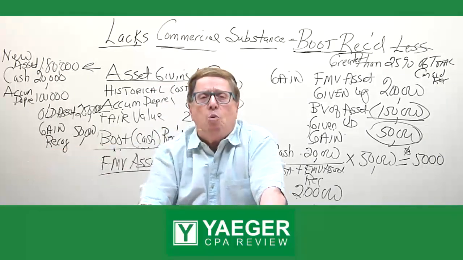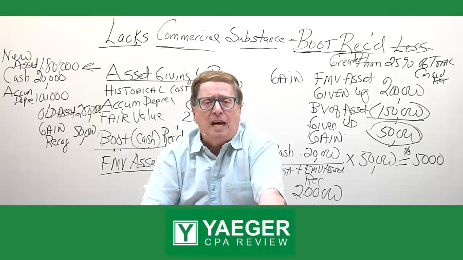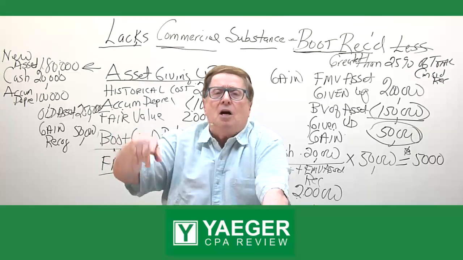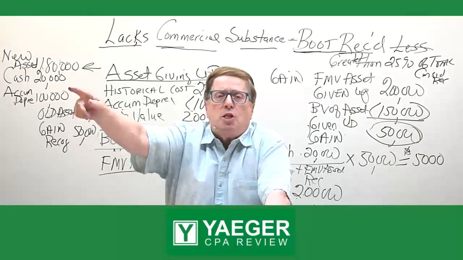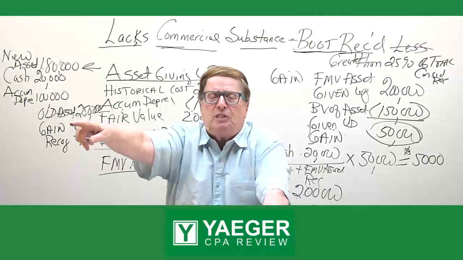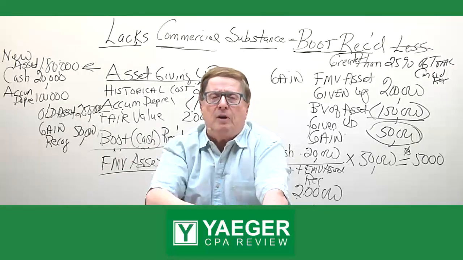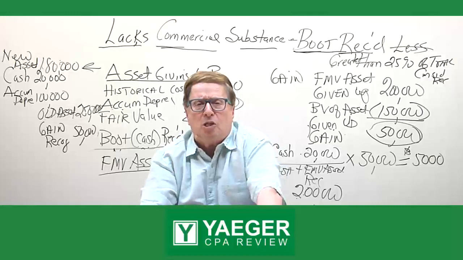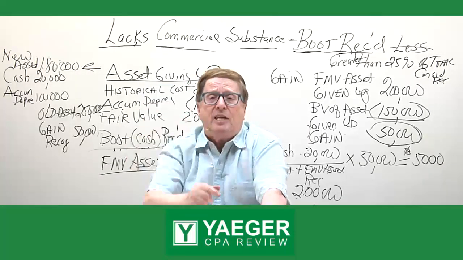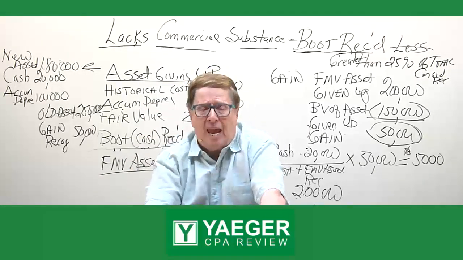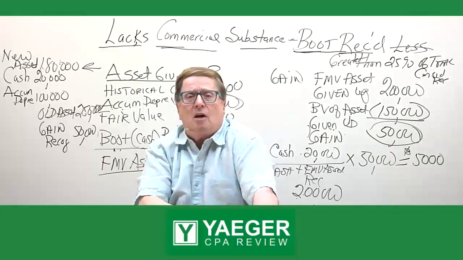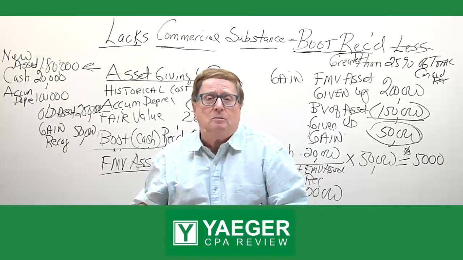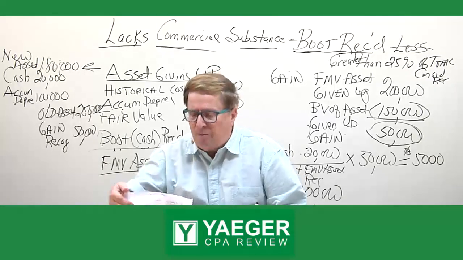to determine how much of that gain is recognized, what do you do when you lack commercial substance and you receive boot which is less than 25%? You do a proration. The numerator is the cash received. The denominator is the cash received plus the fair market value of the asset received, times the gain you calculated. That's the amount of gain that will be recognized. Just put in the journal entry for the remaining items and you will debit what? The new asset for the plug figure.